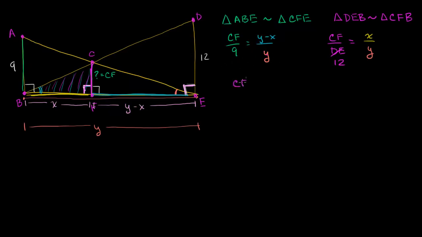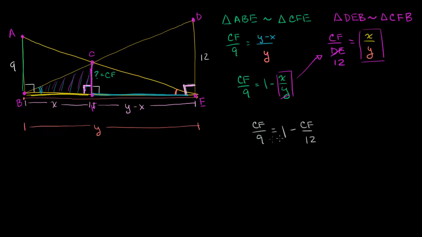So this one right here we can rewrite as CF over 9 is equal to y minus x over y, which is the same thing as y over y minus x over y, or 1 minus x over y. All I did is distribute the 1 over y times both of these terms. This is useful because we already know that x over y is equal to CF over 12. So I can replace this with CF over 12. This is the home stretch here: CF over 9 is equal to 1 minus CF over 12. And now we have one equation with one unknown, and we should be able to solve this.